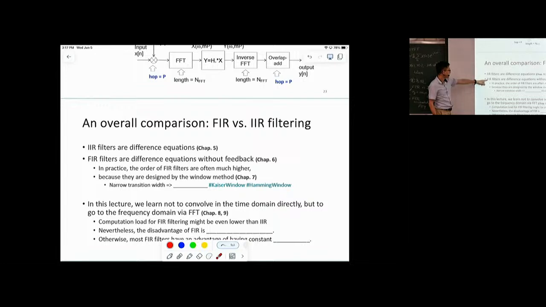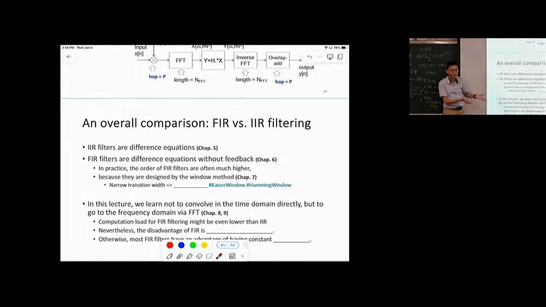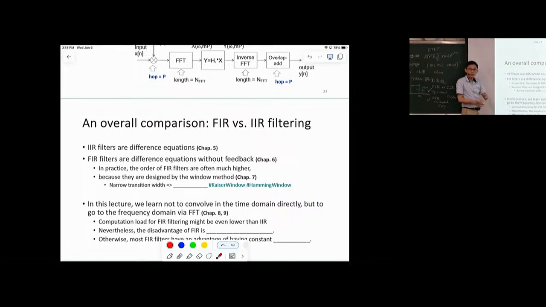I want to share with you that in my practice of more than 20 years, the order of FIR filters is often much higher than their IIR counterpart under the same specifications. Same cutoff frequency, same transition width, same ripple requirements. Usually, you can find an IIR filter with lower order that will do the job. So that seems to imply that IIR leads to better computation efficiency.